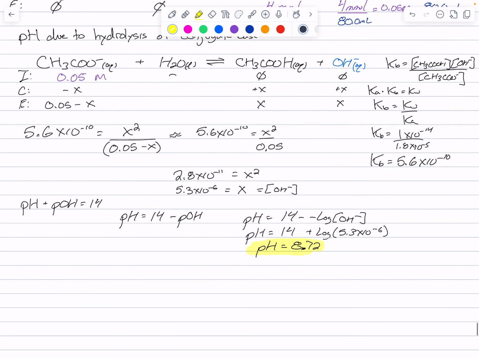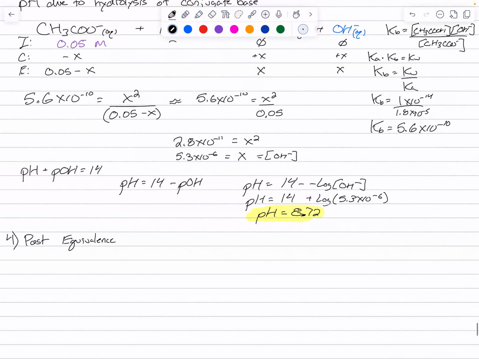And finally, 4, which is past equivalence. How do we know that? Well, we have 60 milliliters of sodium hydroxide. For every 1,000 milliliters, we have 0.10 moles. So we have 0.006 moles, or 6 millimoles of hydroxide, from our NaOH.